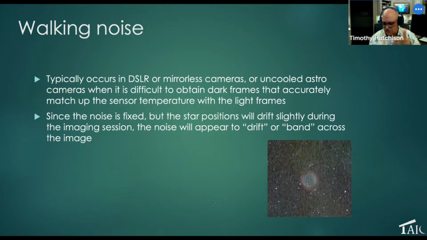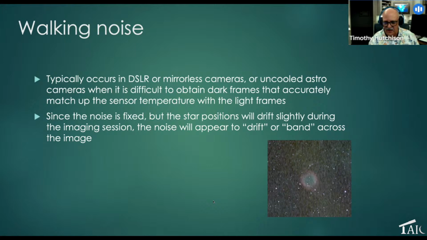Now the noise is fixed. We already talked about that with the fixed pattern noise. It's always going to be the same for that particular pixel, for an exposure of that amount of time. But the star positions aren't, right? They float around on our images. We all know this. So as the star positions move around, that fixed pattern noise is going to move around in our final signal as well. And as we stack those things with star positions that are moving, that fixed pattern noise will appear to drift or band across the image. And that's what we commonly refer to as walking noise.